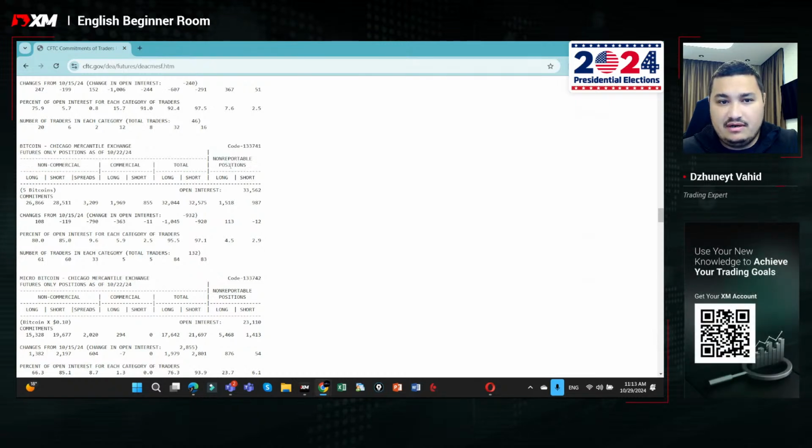Non-reportable positions are this. Okay. So there is a number of trades in each category. There is percentage of open trades for each category. Change from the 15th of October to the current latest data. This is the change of that, which gives information about the open interest. What is that open interest?